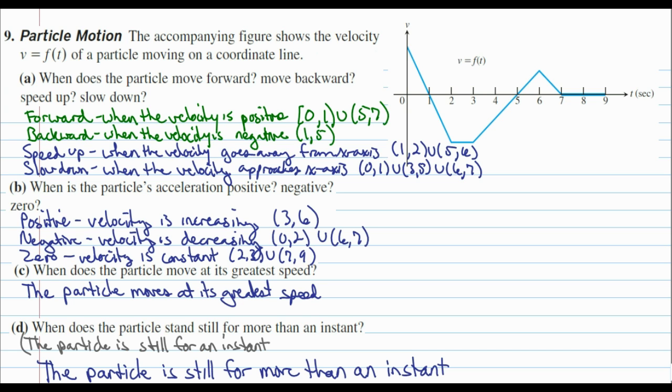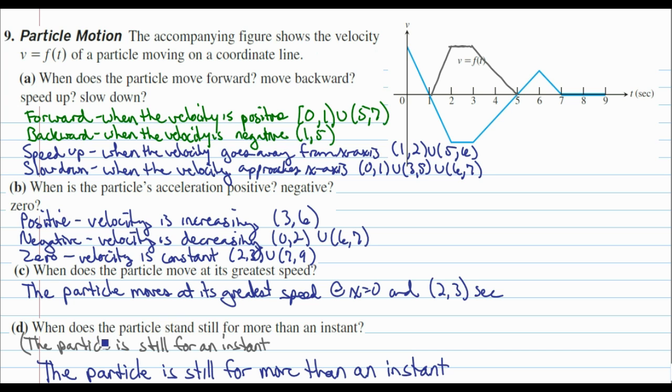Part C asks, when does the particle move at its greatest speed? Ooh, speed again. Okay, I actually just took a bobby pin from my hair, measured this, and then drew it equivalent up there. It looks like we have two different places that the particle is moving at its greatest speed. That would be at 0 seconds and then from 2 to 3 seconds.